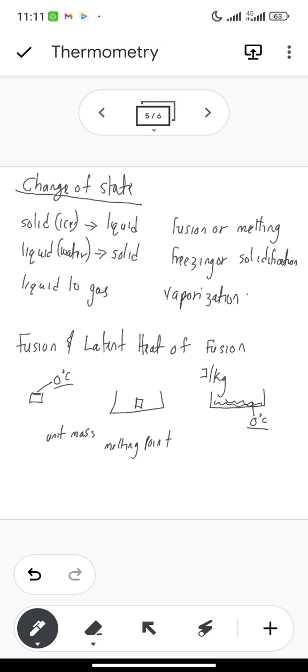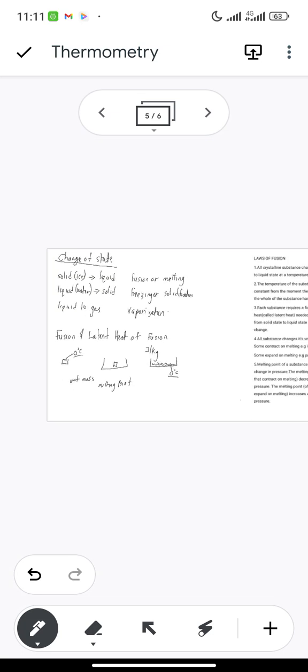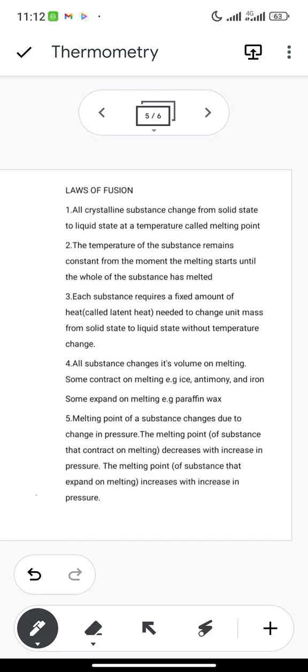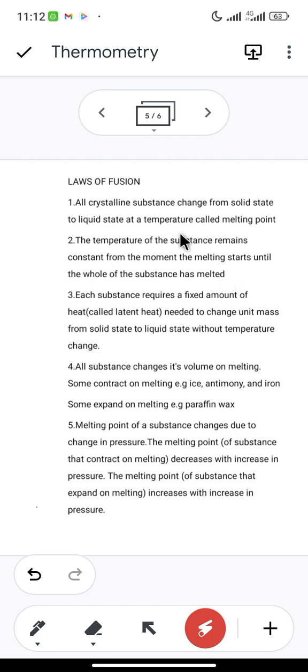Now, we're going to talk about laws of fusion. There are some laws that govern fusion. The first law of fusion is that all crystalline substances change from solid state to liquid state at a temperature called melting point. Obviously, you know what a melting point is. When an ice block gets to its melting point, it begins to melt and changes to water. The temperature of the substance remains constant from the moment melting starts until the whole substance has melted.